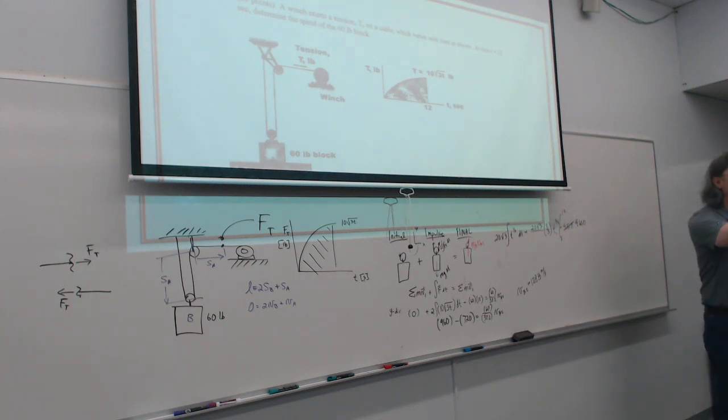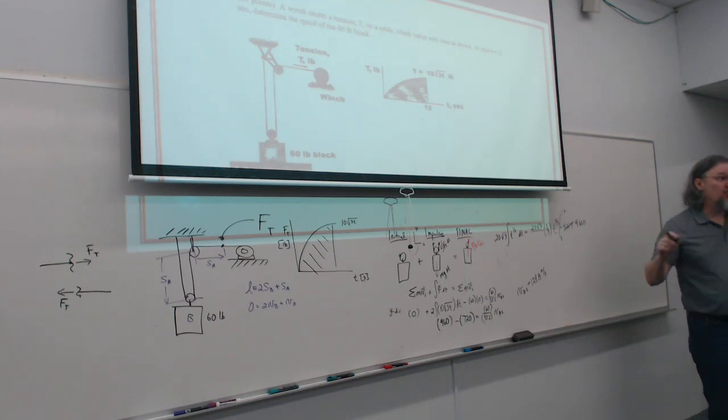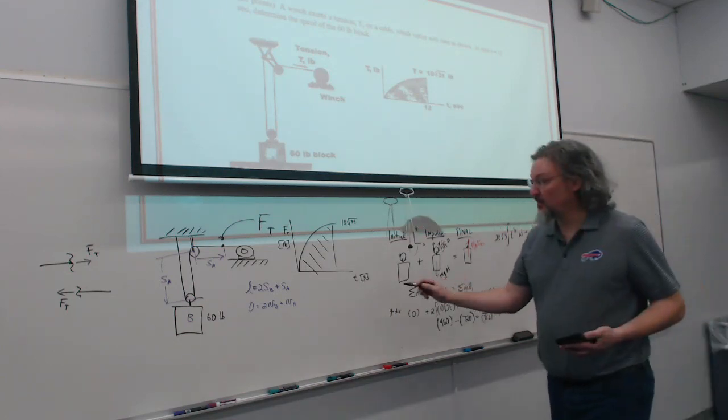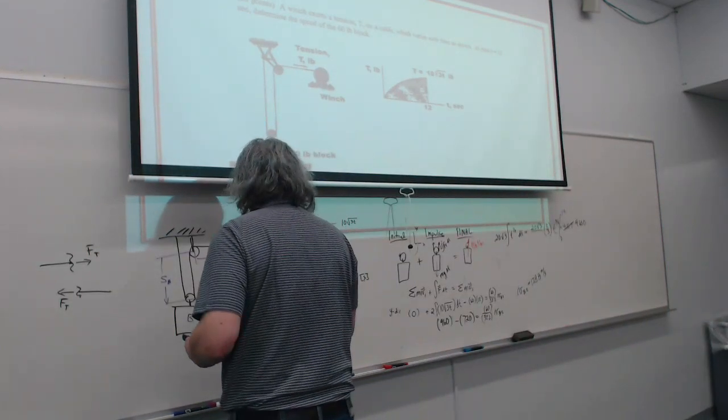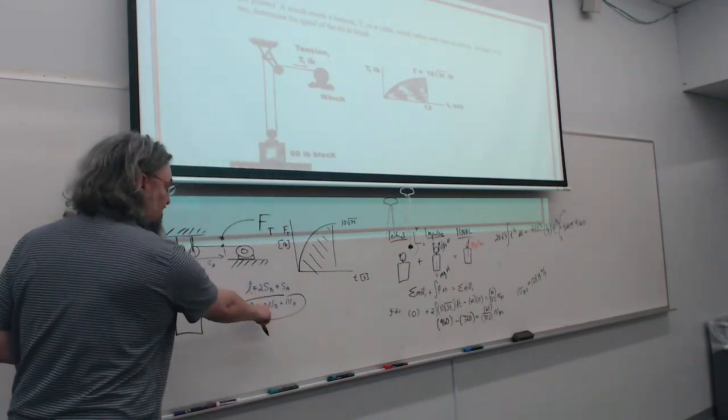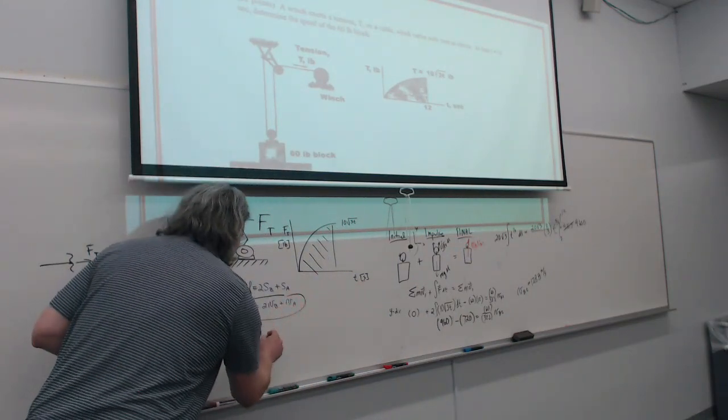Okay, but we wanted to make it a power problem. Right. So the speed of the cable is going to be twice, right? Going back to here. Is that true? Yeah, because we just got VB, so we want VA.